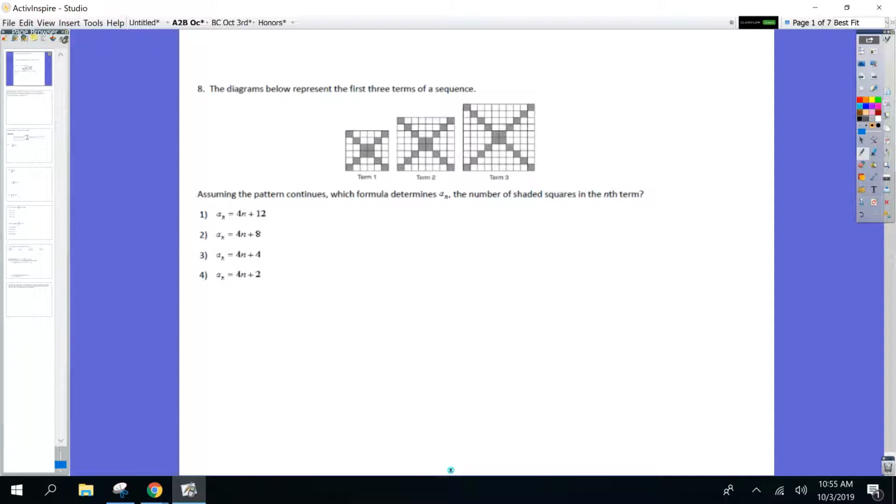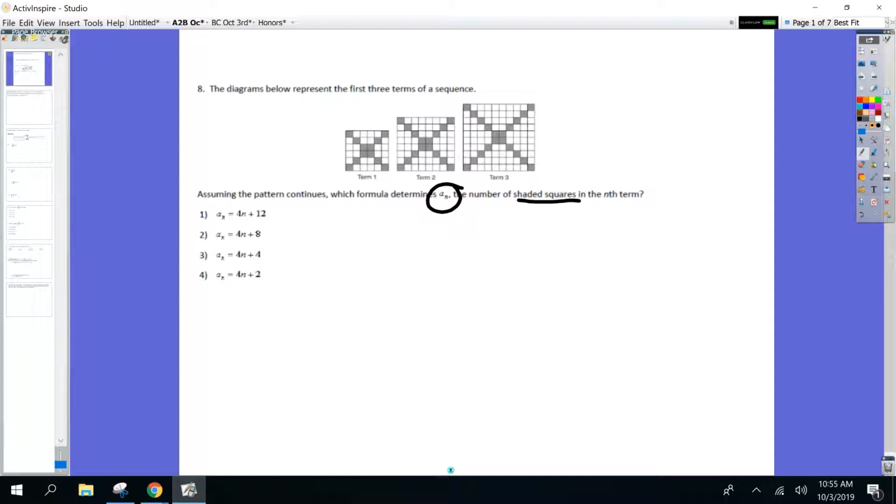First 3 terms of the sequence are represented by these diagrams. Write an equation for the number of shaded squares. All right, for the number of shaded squares, write an equation. Well, first thing I need to find out was how many shaded squares are in each diagram, so I can figure out what the pattern is.